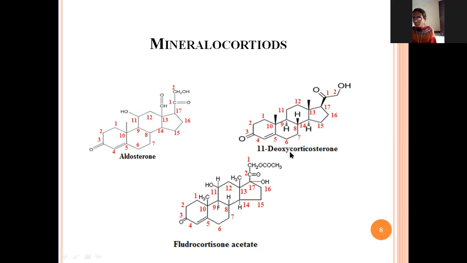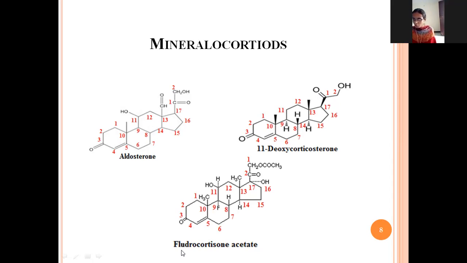Next, 11-deoxycorticosterone. So here 1, 2, 3. This is the phenanthrene structure, and this is a cyclopentane. Here in the third position, an oxygen group is attached, and in the 10th and the 13th position, a methyl group is there. And in the 17th position, 2-hydroxy, 1, 2. In the second position, a hydroxy group is there. So it is 2-hydroxyacetyl.